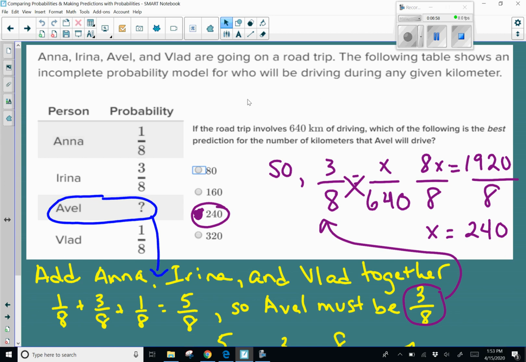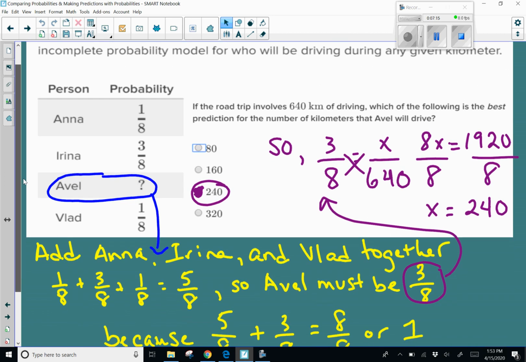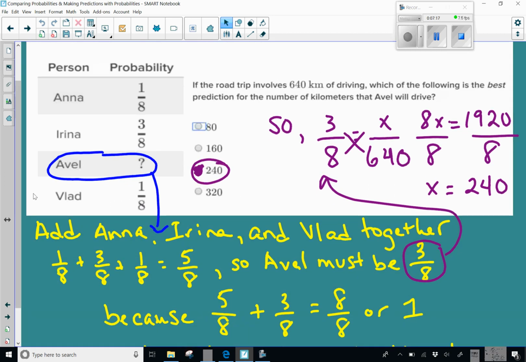So the first thing you need to do here is figure out what is the probability for Avel. Well, we have 1/8 for Anna, 3/8 for Irina, and 1/8 for Vlad. If you add those 3 probabilities together, which you'll see on the bottom of the slide, you get 5/8. Now we should all know by now that probabilities always add up to 1 whole. So if the 3 of them equal 5/8, that means that Avel's missing probability must be 3/8, which 5/8 plus 3/8 then equals 8/8 or 1 whole.